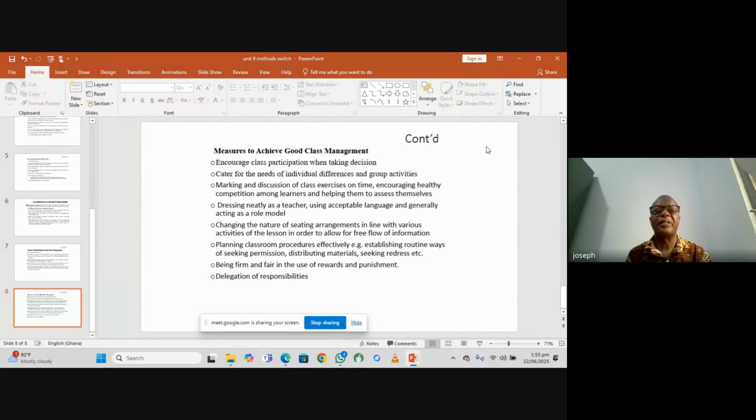And assign them responsibilities to take. Don't always impose it on them. Let them select their own class captain or whatever.